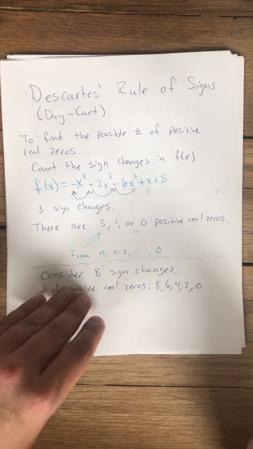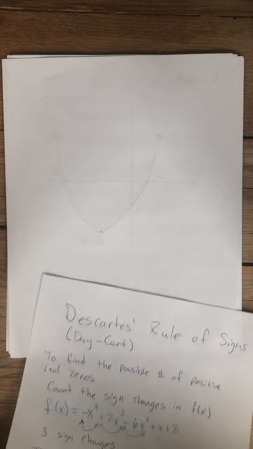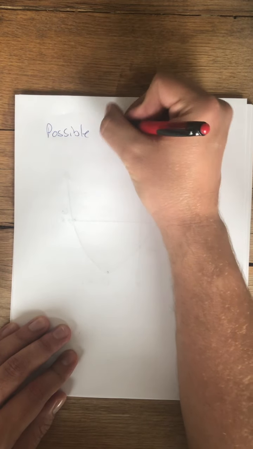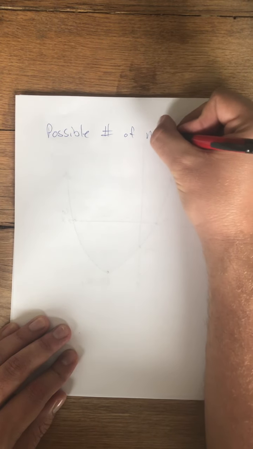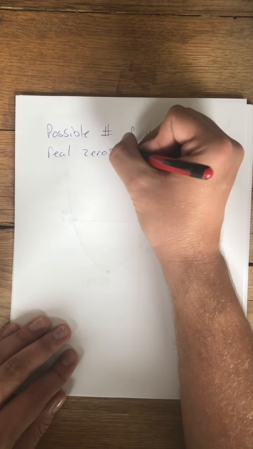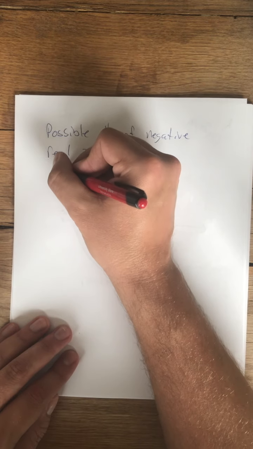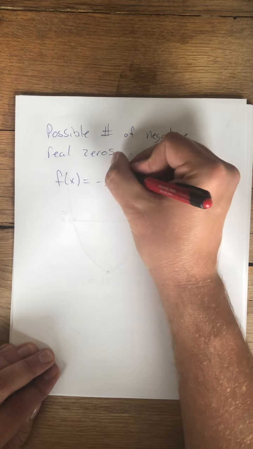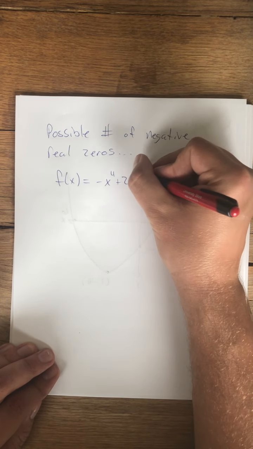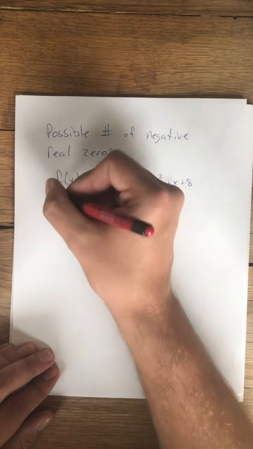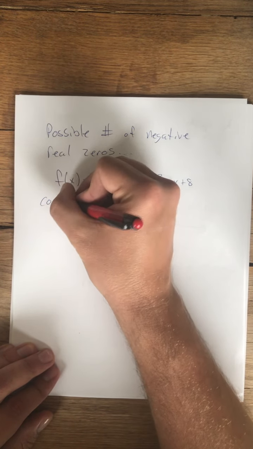Now we need to do the negative side of the number line, and we can accomplish that by looking at f of negative x. So the possible number of negative real zeros. So let's see, we had f of x equals negative x to the 4th plus 2x cubed minus 6x squared plus x plus 8. We need to compute f of negative x.